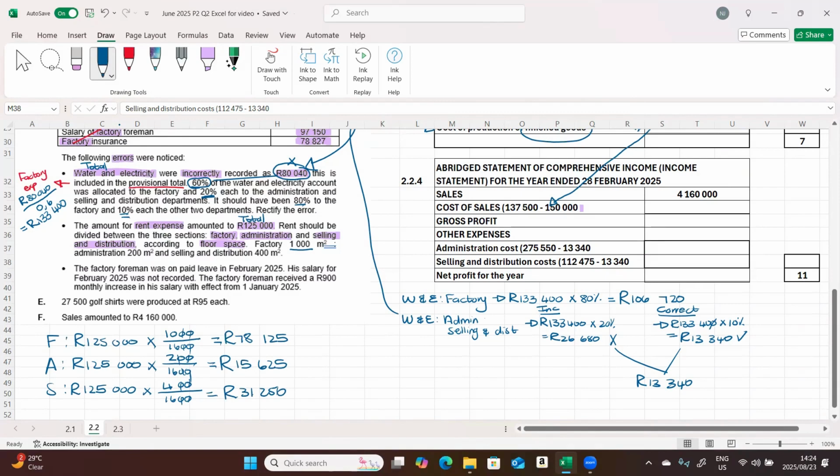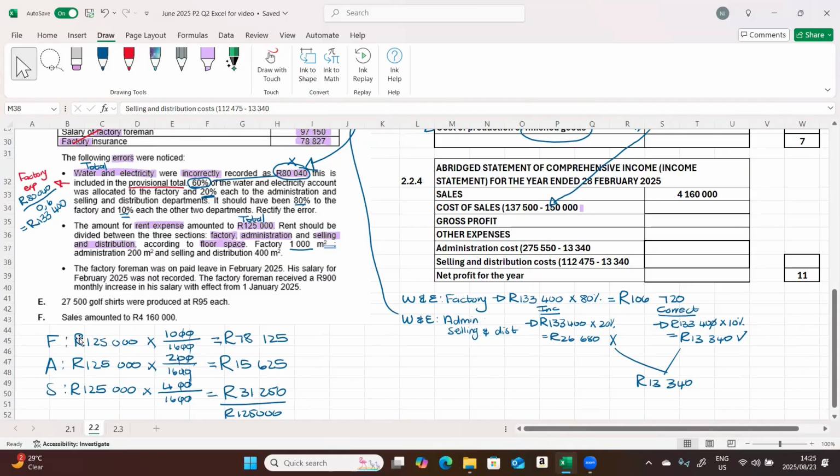And then when you add up, just make sure that when you add all of this up, your calculations were correct. So 78,125 plus 15,625 plus 31,250. When you add all of that up, it should give you your total rent expense of 125,000, because all we did over here was allocate the 125,000 to each one of these operating sections in my manufacturing business. So there we go. That's how you allocate a total expense using floor space.